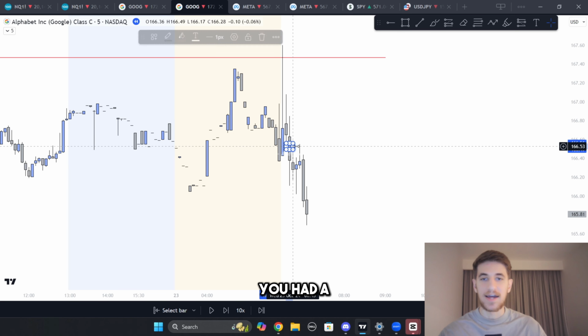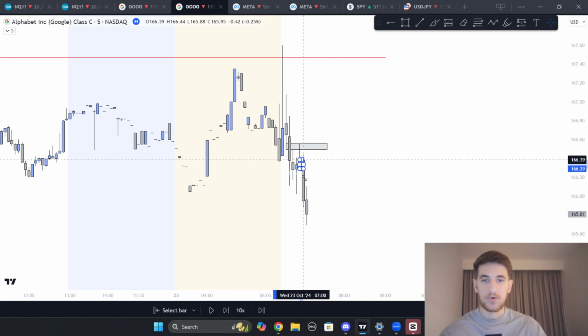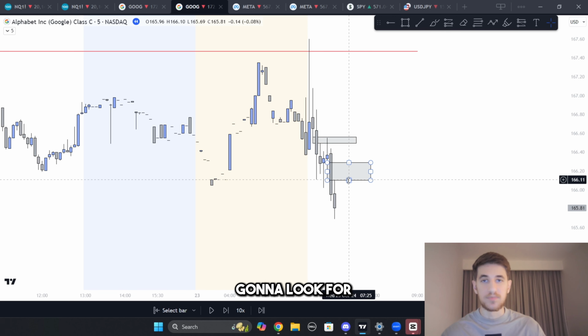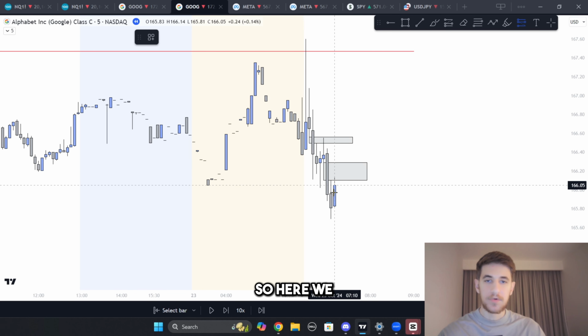In this situation, you had a very nice fair value gap right there, and you also have a very nice one right here. So we're gonna wait for price to retrace back into the fair value gap, and then we're gonna look for a move to the next level of liquidity. So here we are right here, price enters back into the fair value gap, so we're gonna take an entry on this trade right here.